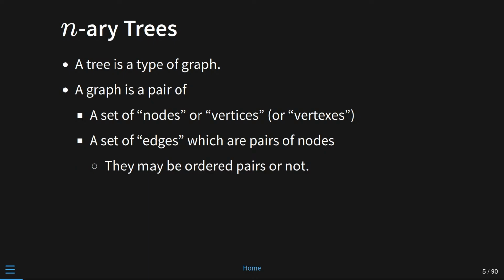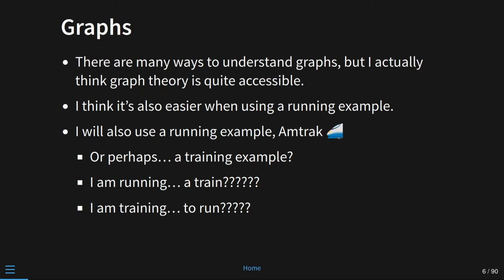That's fine. So, a graph is a pair of a set of nodes, or vertices, or vertexes, and a set of edges. What are the edges? They are pairs of nodes. The edges may or may not be ordered pairs. The graph has to be an ordered pair.